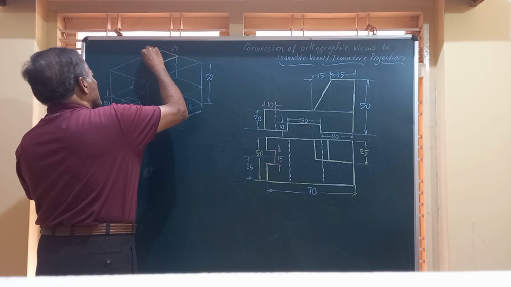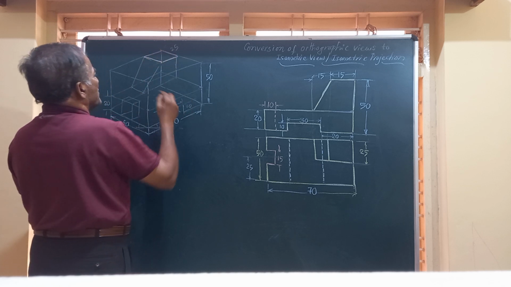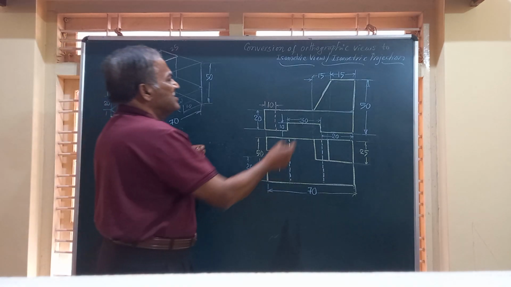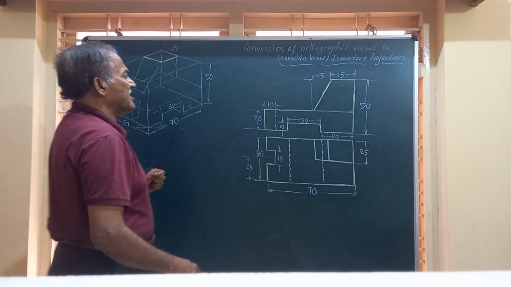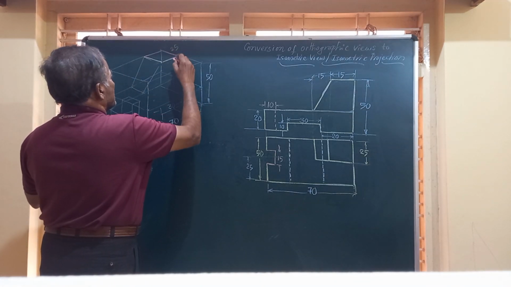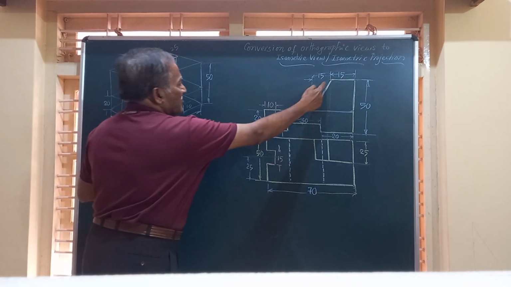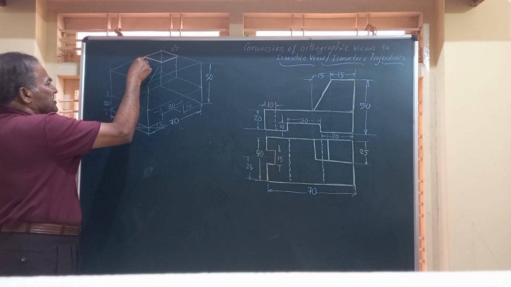I will explain each one of these slowly so that all of you will be able to follow. And this I have constructed, representing that rectangle. That rectangle we have got here. And adjacent to that rectangle, you have a tapered face. So the tapered face is here.